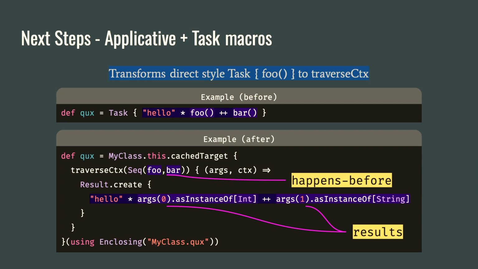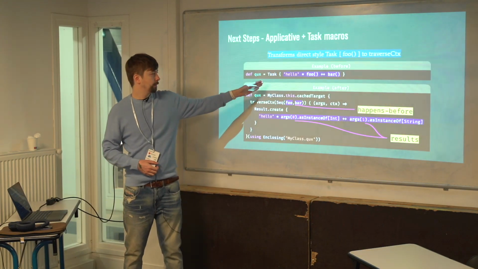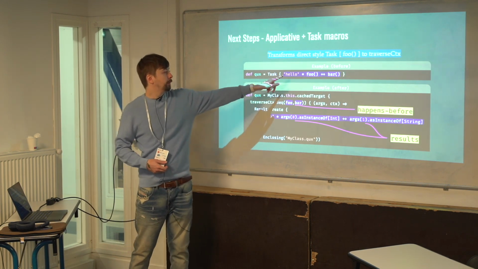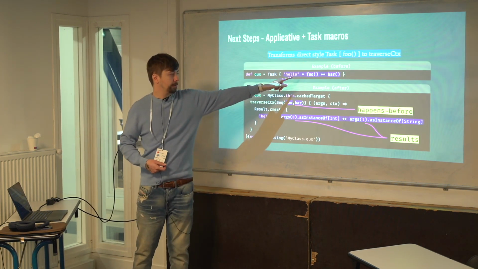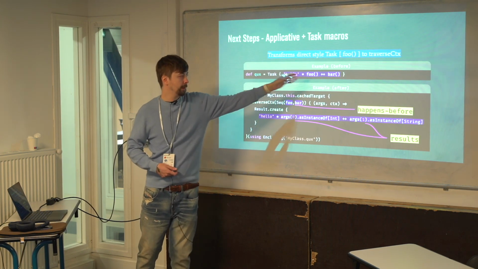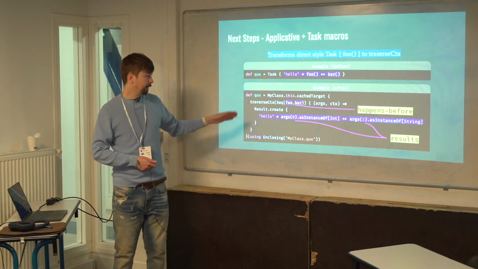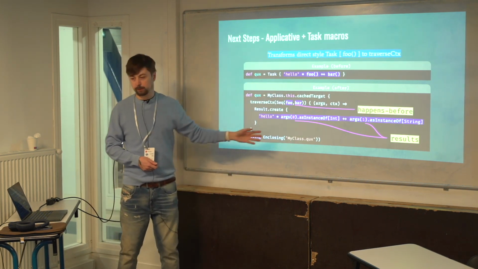Okay, so now we come to the main sort of fun part of Mill, which is the task macros. So if you write some code like this, you have a task, which is really horrible. So we have the foo, which is just a task that returns an int. So we're going to repeat hello foo many times, and then we append bar, which is some string. And the macro converts it into this mess.